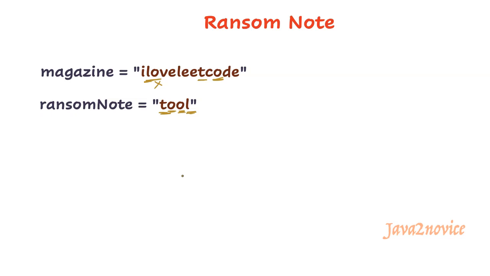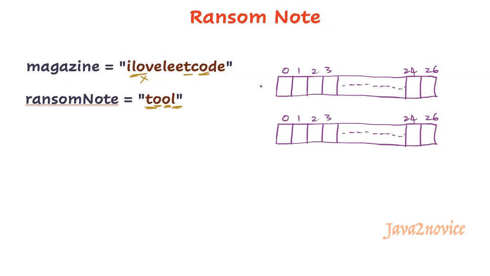As a first step, we will keep the count of each character from both strings. We are not going to use any hash map here. Rather, we just use arrays. We are going to have two arrays of size 26 each. Here are our arrays. Let's say that the first array is represented by magazine and the second array is represented by ransomNote. Each index will be represented by a character. Index 0 will be represented by character A, index 1 will be represented by character B, and so on.